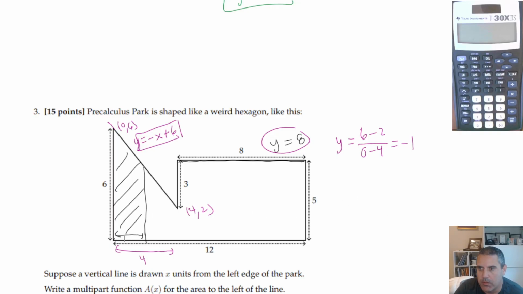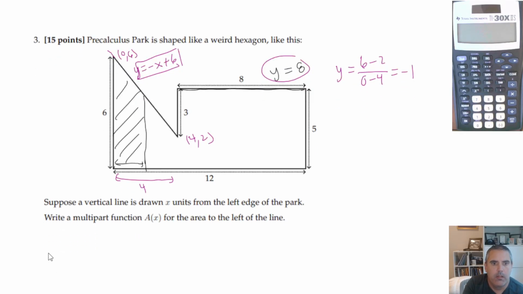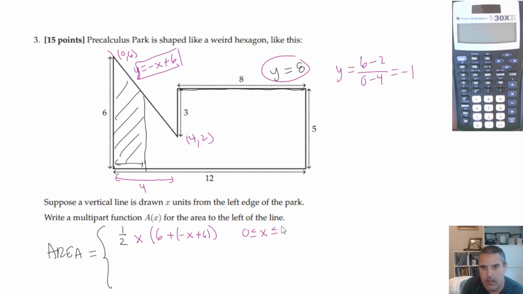Let's scroll this up a little bit. So area equals, and you could even lay it out. It's going to be 1/2 the trapezoid, base, which is what I'm calling x, that length. Height 1 is 6. Height 2 is this negative x plus 6. Done. That's going to work for x between 0 and 4. Let's do it again. What happens if you go beyond there?